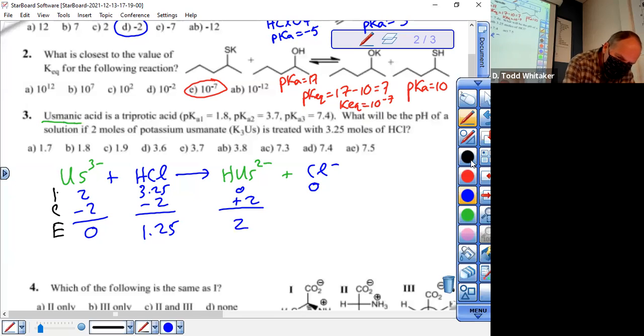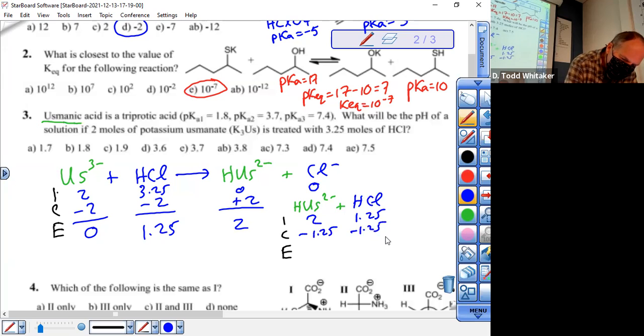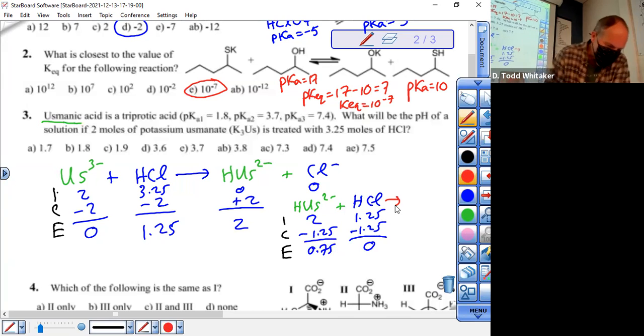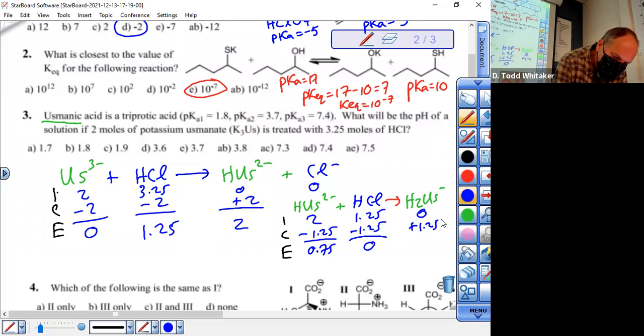So ICE number 2, we'll squeeze it in right here. HUS2- plus HCl, 1.25. HCl is limiting. You're done after this one. You're out of HCl. You have 0.75 remaining HUS2-, and you made H2US-. You had 0. You gained 1.25. You're at 1.25.